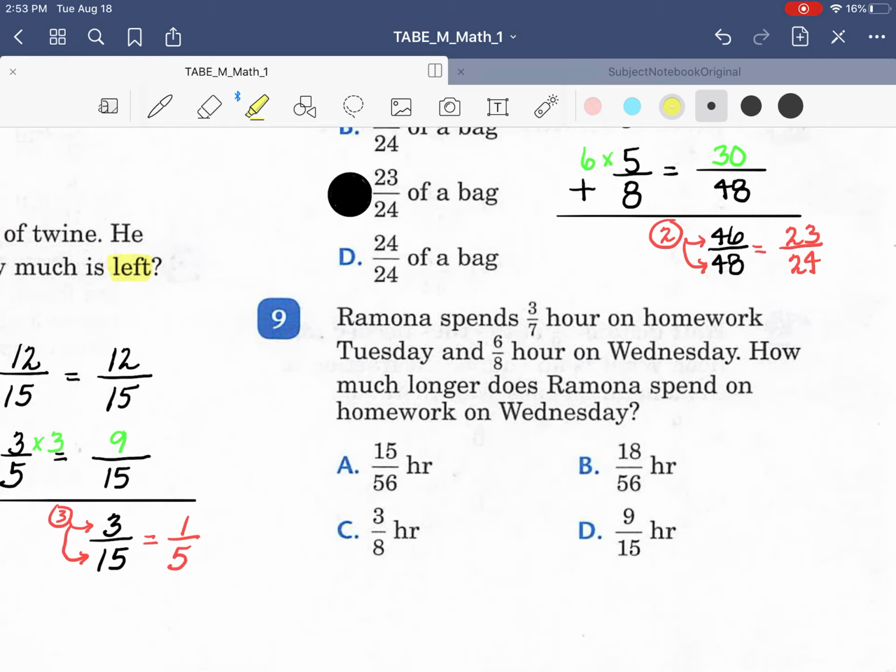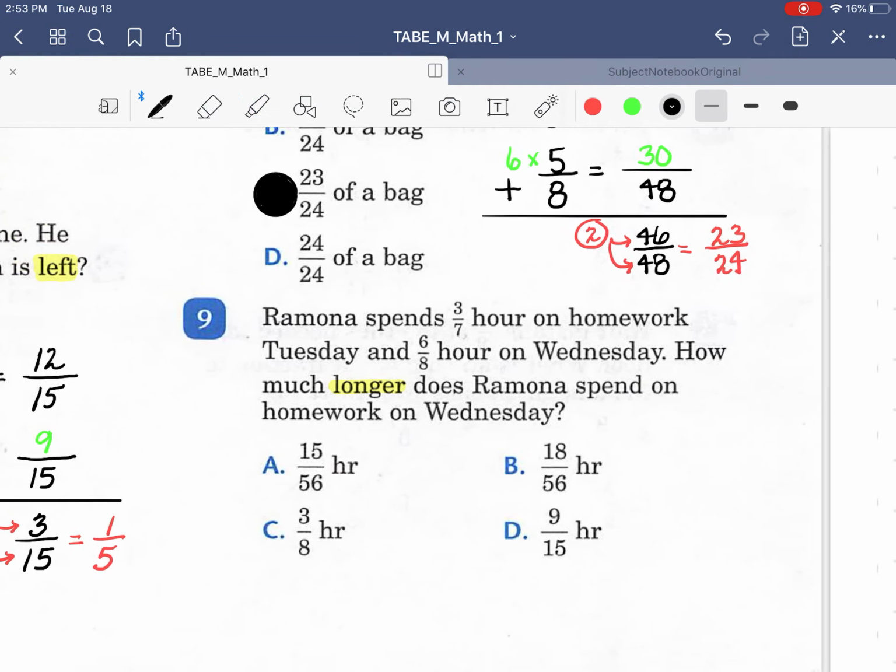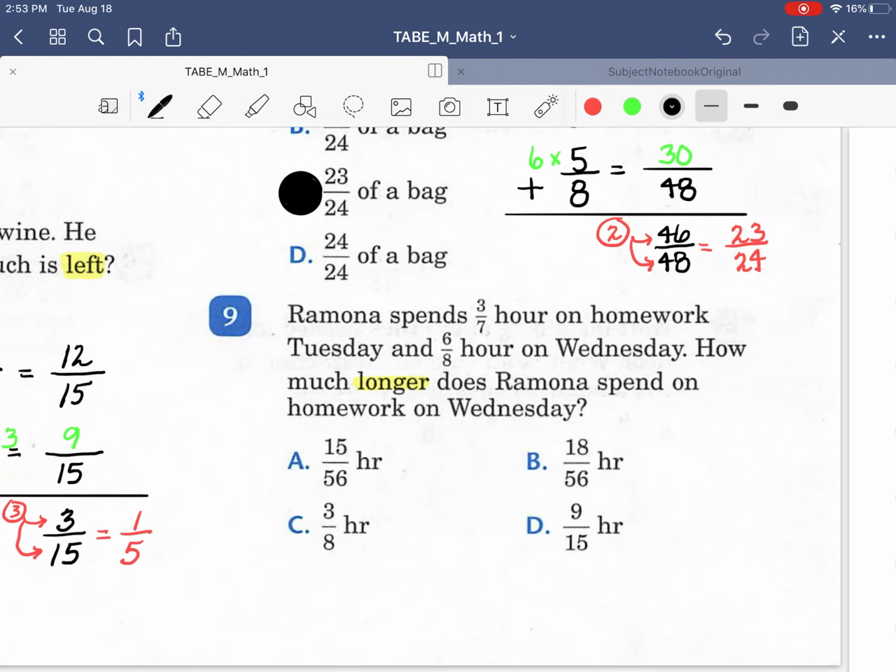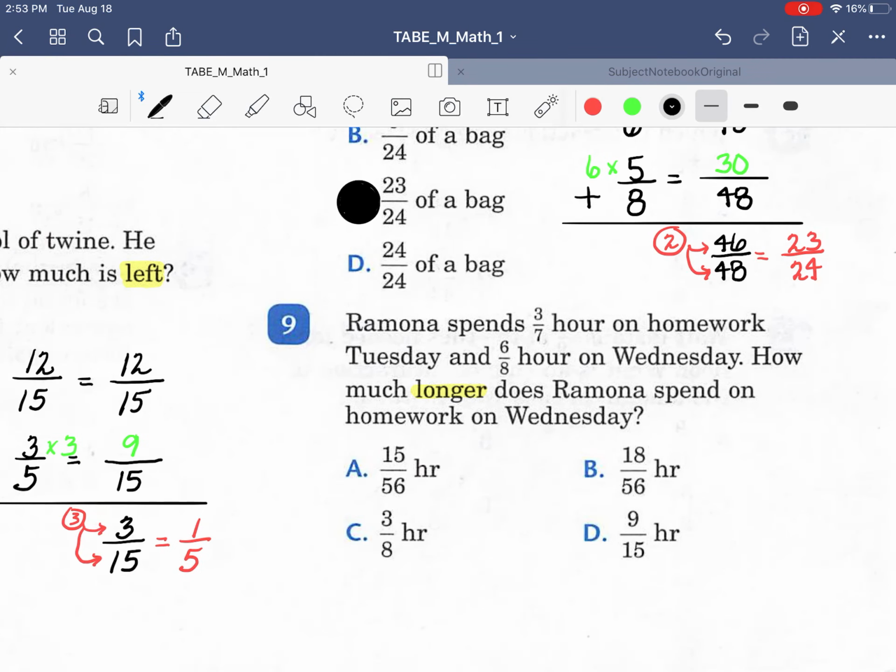Ramona spends 3/7 of an hour on homework Tuesday and 6/8 of an hour on Wednesday. How much longer does Ramona spend on homework on Wednesday? So this is a subtraction problem. We have Wednesday's amount is more. So 6/8 minus 3/7.